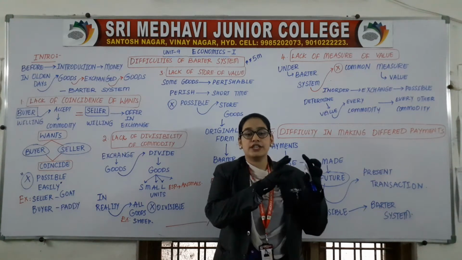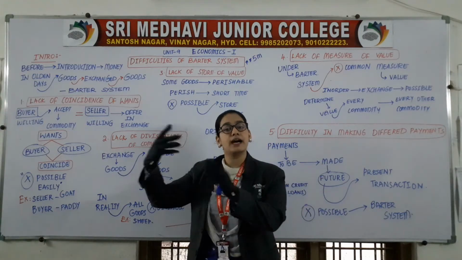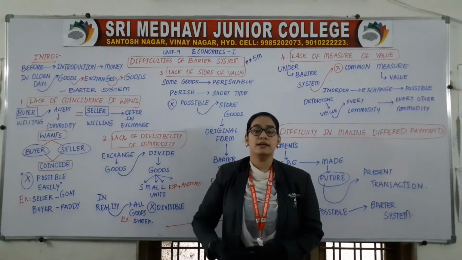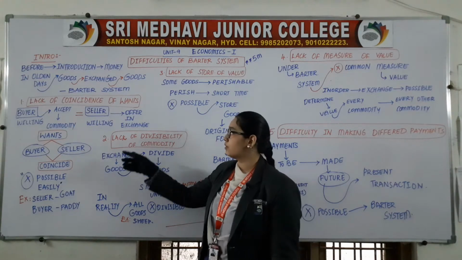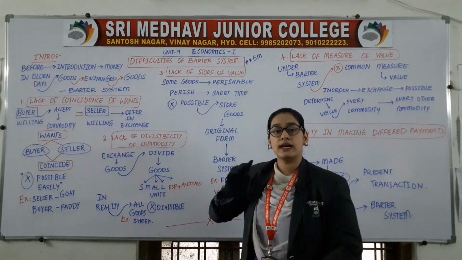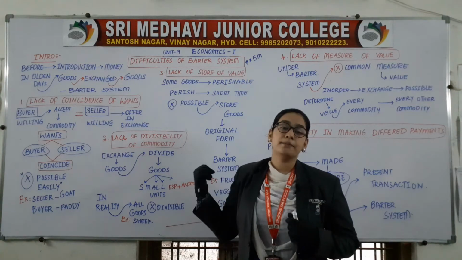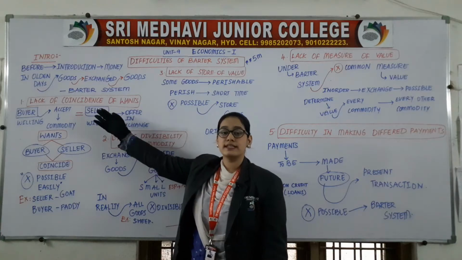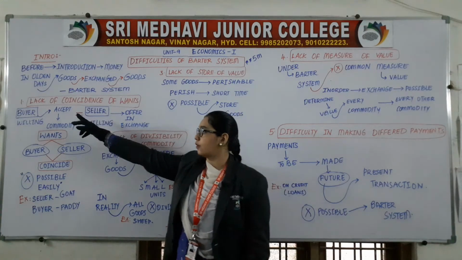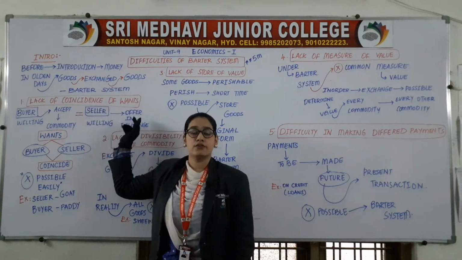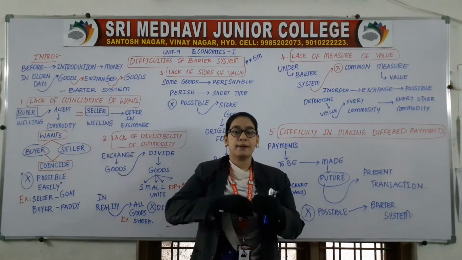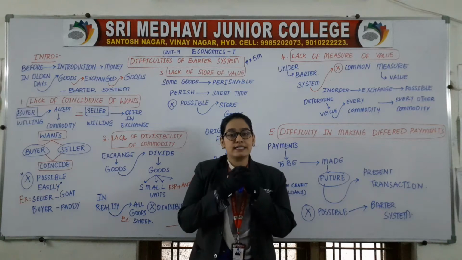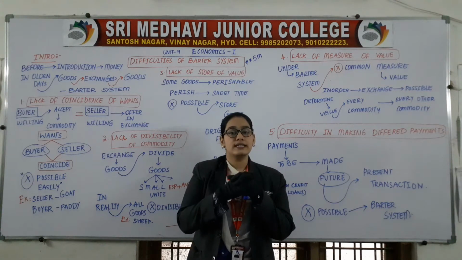So, when we exchange some good with some other good, there are various difficulties, various problems which will arise. So, we are going to discuss what are the difficulties in barter system. First point is lack of coincidence of wants. Coincidence means matching, like your want and my want must be same, must coincide.